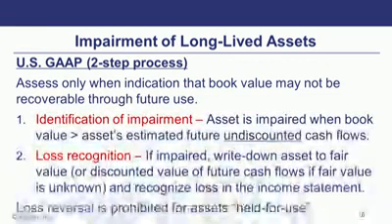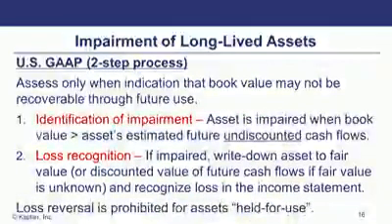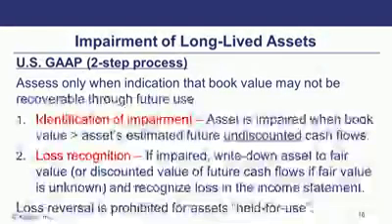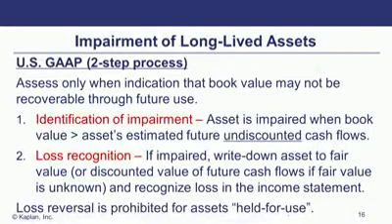So US GAAP has a two-step process for impairments. Number one, identification. Number two, measurement. Now, to identify whether there's been an impairment, we compare the book value, the balance sheet value of the asset, to the undiscounted cash flows from the asset's use and disposal. And of course, if the undiscounted cash flows from use and disposal are lower than book value, then we have to move to step two. And step two is to measure the impairment, its loss recognition.